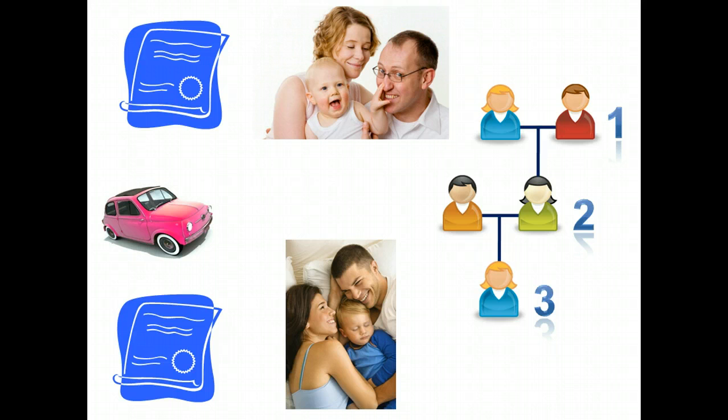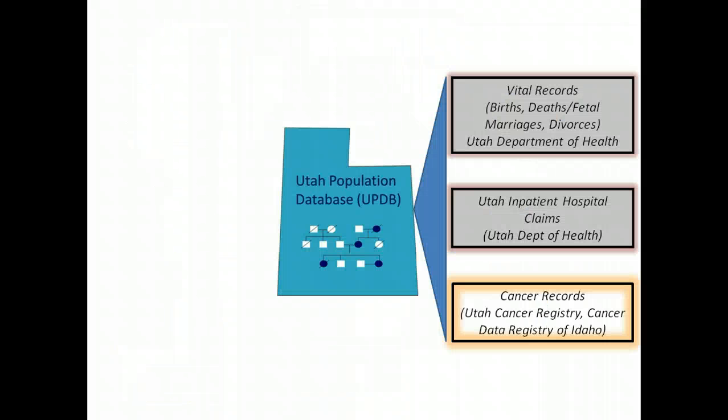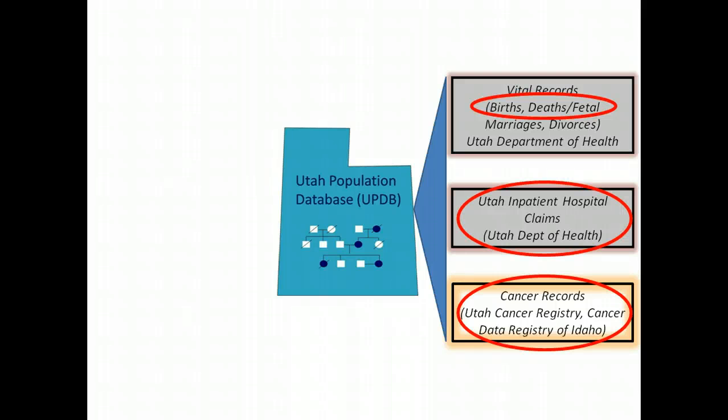As more records are linked to each person, their family history grows. Some families have 12 generations. Many of the records used to create family histories are medical records. UPDB contains diagnosis information from birth, death, fetal death, hospital inpatient, and cancer records.